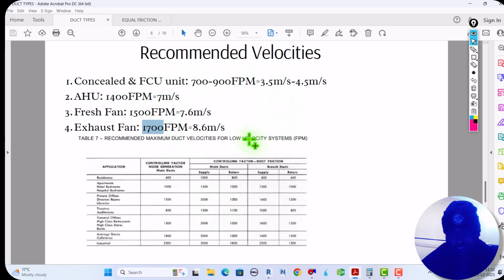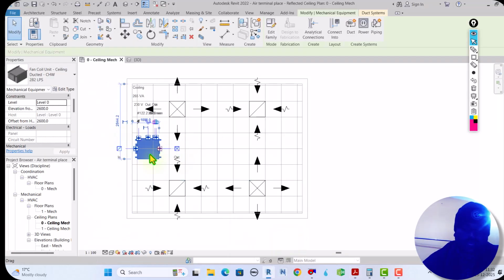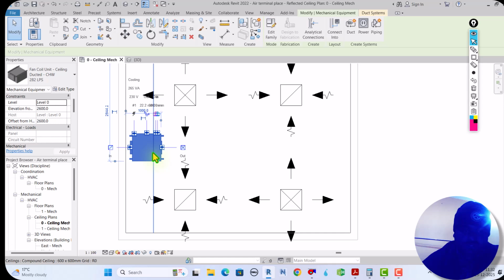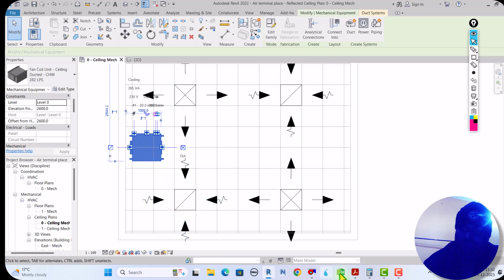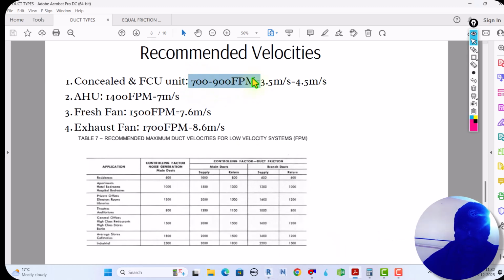I am not recommending otherwise, but you must follow this one, because this is the most commonly used and practical. For FCU the velocity is 700 to 900. In this system I am using FCU, so which velocity do I have to follow? Of course this one, 700 to 900. So I am taking 3.5 or 4.5, so the mean value is 4.